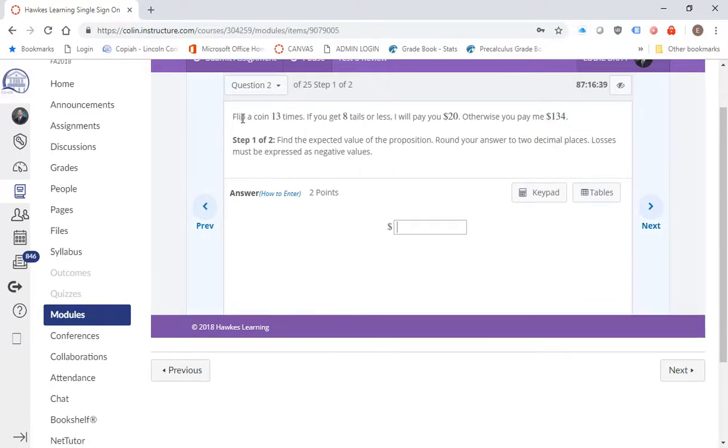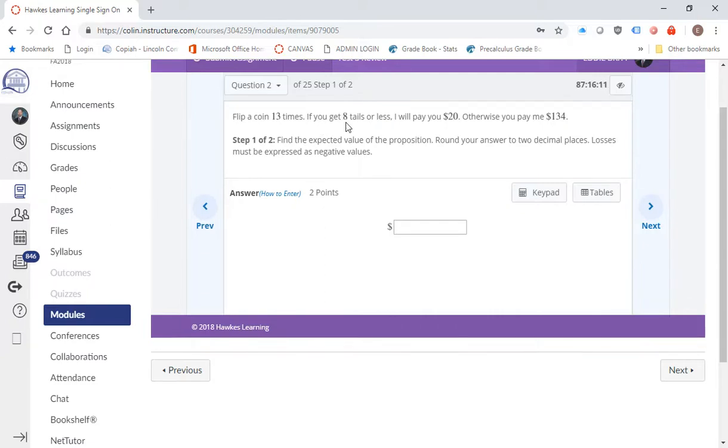Alright, question 2. Flip a coin 13 times. If you get 8 tails or less, I will pay you $20. Otherwise, you pay me $134. Alright, so the number of trials is 13. We all know the probability of getting a heads or a tails is 1/2.